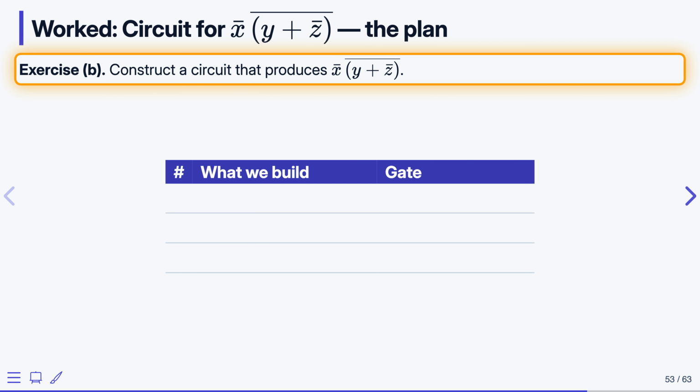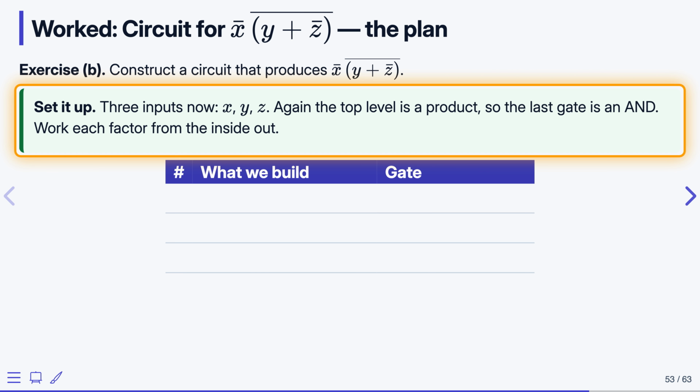Now a harder one. Bar x times the complement of (y plus bar z). Set it up. There are 3 inputs this time, x, y, and z. The top level is still a product, so the last gate is still an AND gate. But each factor now needs some work of its own, so we build from the inside out.